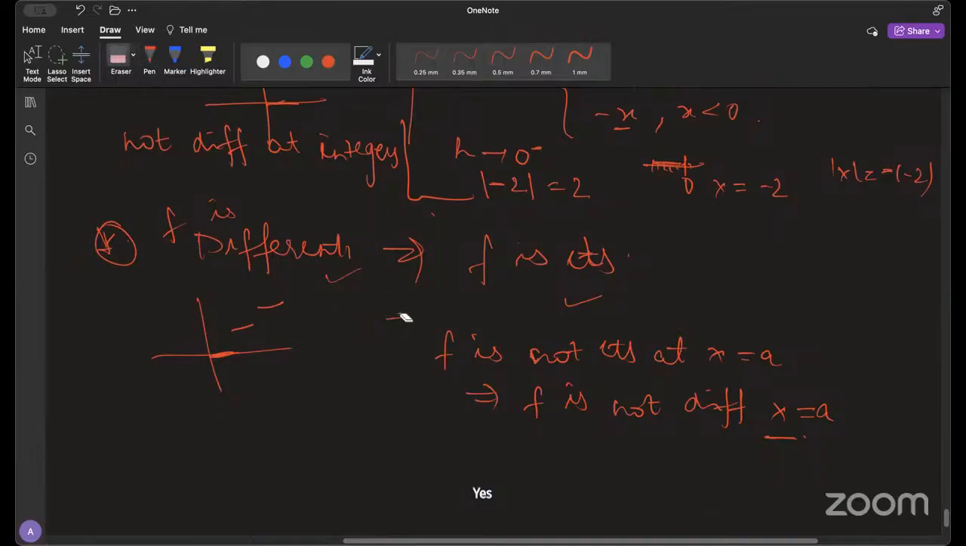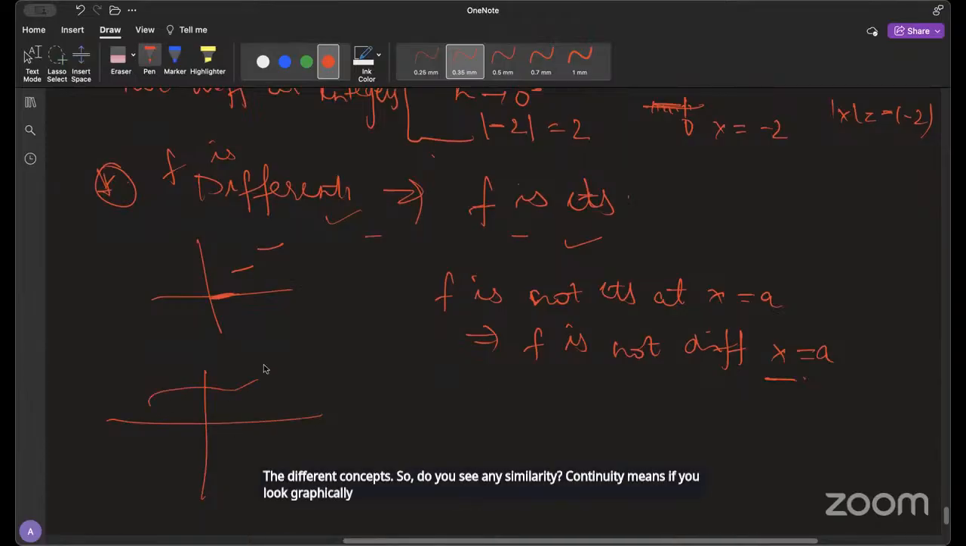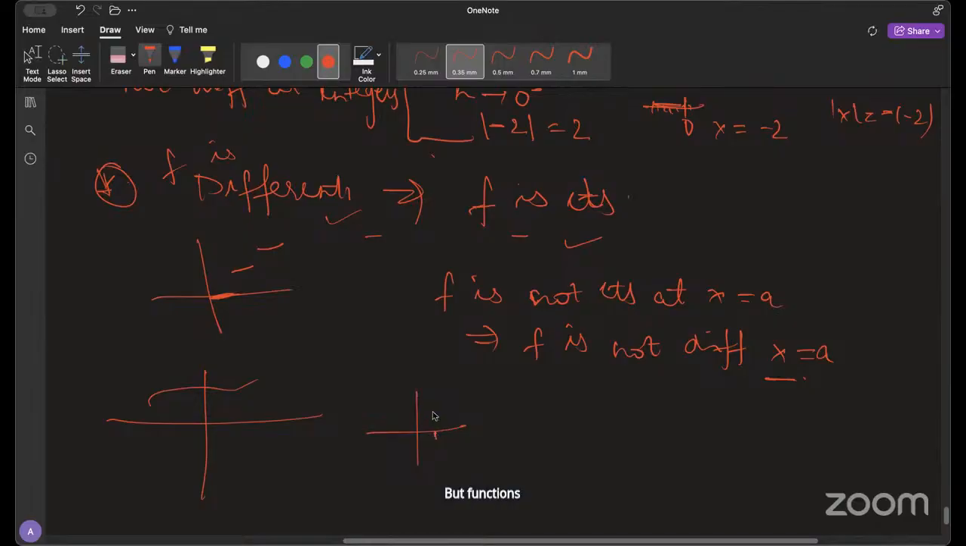Ma'am, what is the difference between continuity and differentiability? For that, I need to ask, what do you find similar in these two different concepts? Do you see any similarity? Continuity means, if you look graphically, that there are no breaks. But for functions there are exceptions to it, like this one, where you have breaks, but it is still continuous.